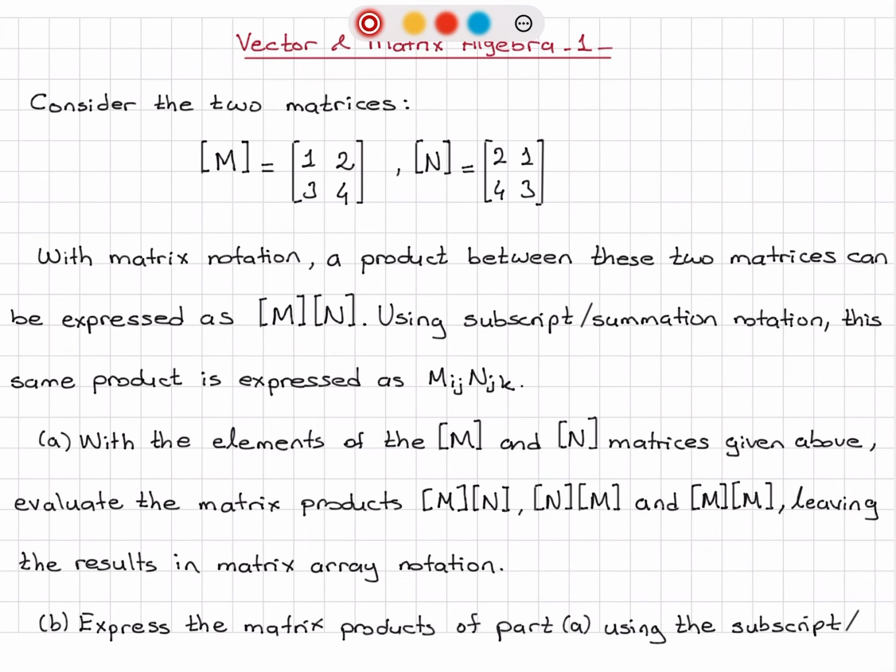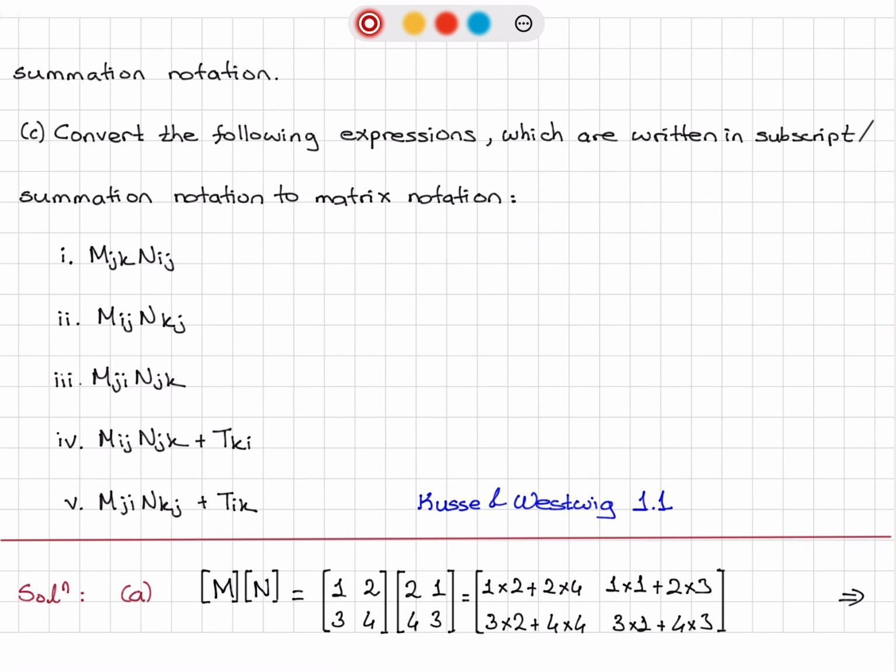Now let's continue with the second part of the same problem. For these given matrices M and N, part B says express the matrix products of part A using the subscript summation notation, and then part C, convert the following expressions which are written in subscript summation notation to matrix notation.